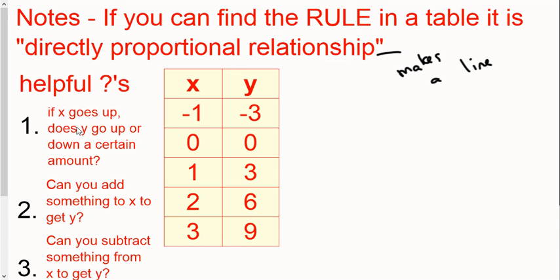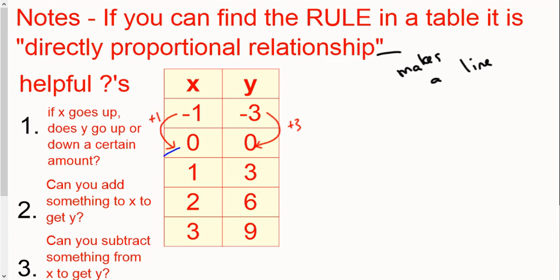If x goes up, does y go up or down a certain amount? Okay, how much did this go up by? Plus 1. So -1 to 0 went up by 1. How much did this go up by, or did it go down? -3 to 0, that went up by 3. So let's go see if this rule works.